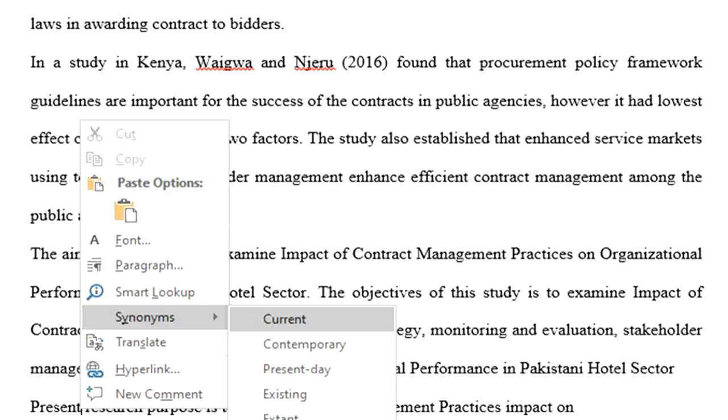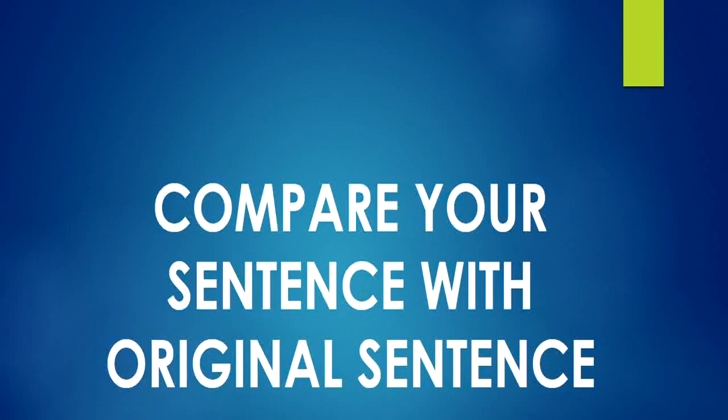So moving to the next point, point number 3, compare your sentence with the original sentence. When you have rephrased your sentence, don't forget to compare it with the original sentence, as it will help you to see how many words are left, and what the differences between the paragraphs are. So if there are 1 or 2 words skipped that you haven't rephrased, after comparing both sentences you can easily rephrase them as well.